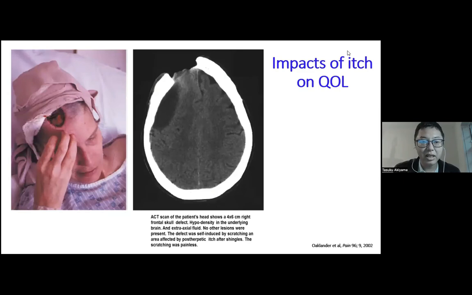This is actually the most extreme case of chronic itch. The woman has post-herpetic itch on her head, and since it was itchy, she scratched, and she kept scratching, and eventually her scalp was defected and her brain was exposed like this. So from this example, you can see how much impact itch has on the patient's quality of life.